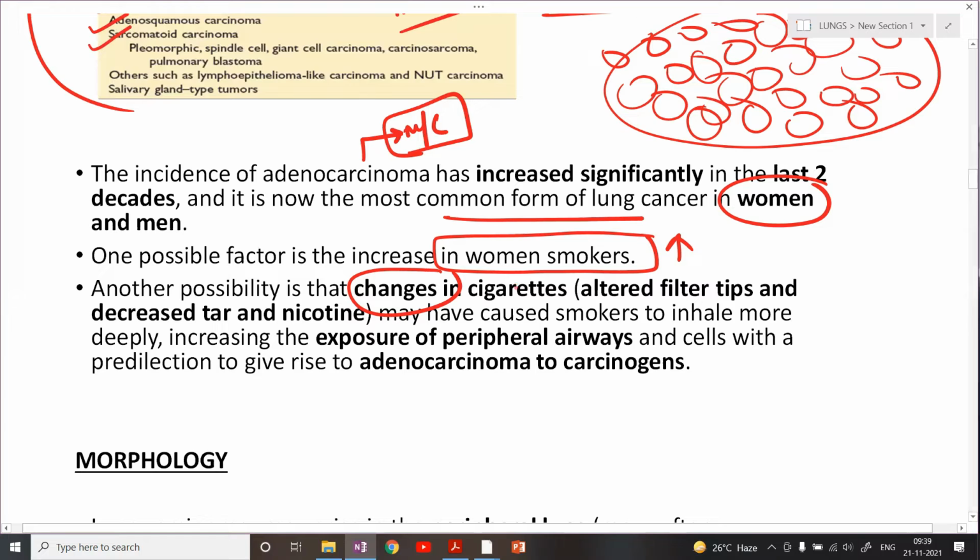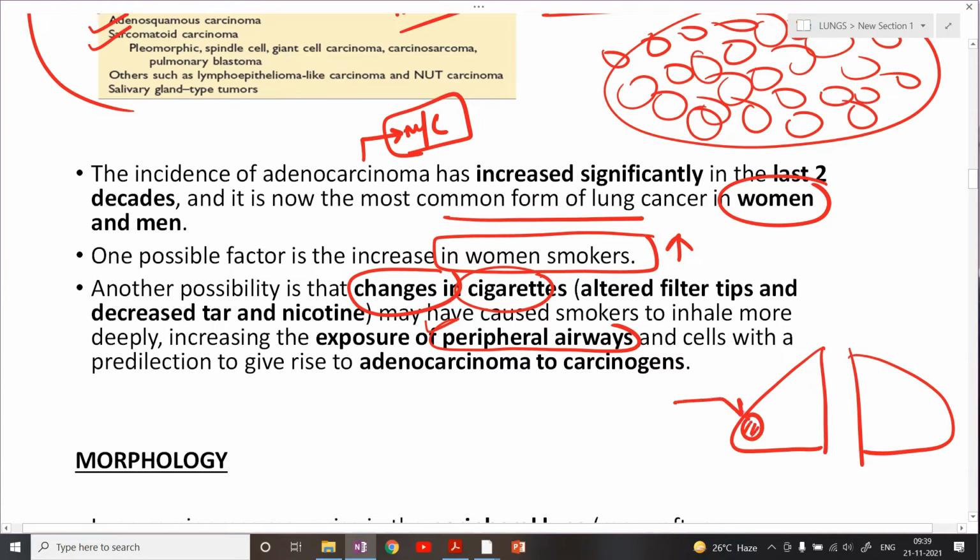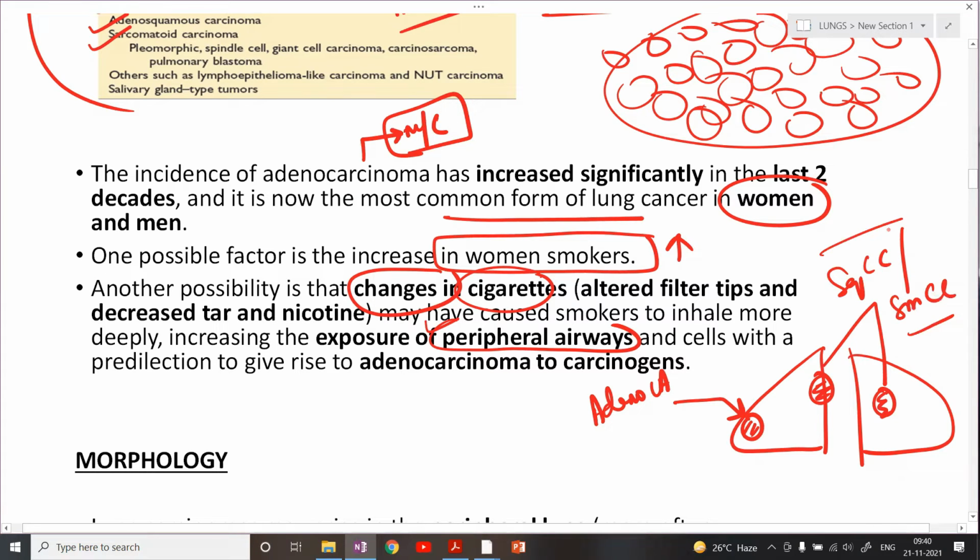Because of these filter tips, remember one thing, that the smoke is now reaching more of the peripheral airways. So one very important aspect I will tell you before I go: if this is the particular lung, adenocarcinomas are more common in the periphery, whereas in the central areas like this, squamous cell carcinoma and small cell carcinomas are more common in the central region. Remember this aspect. This is very important.